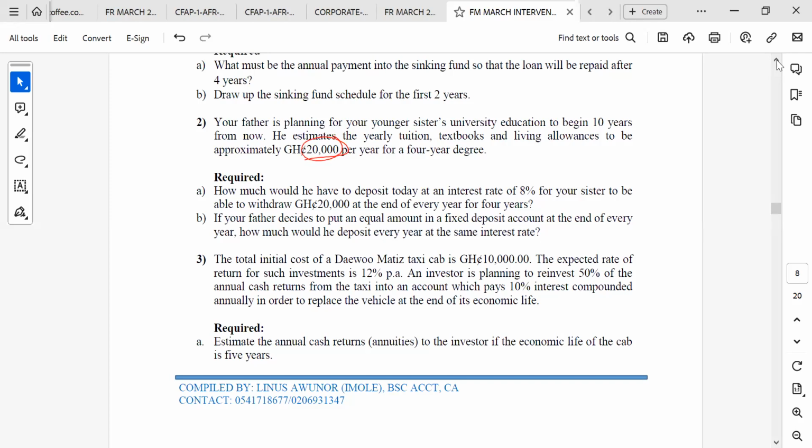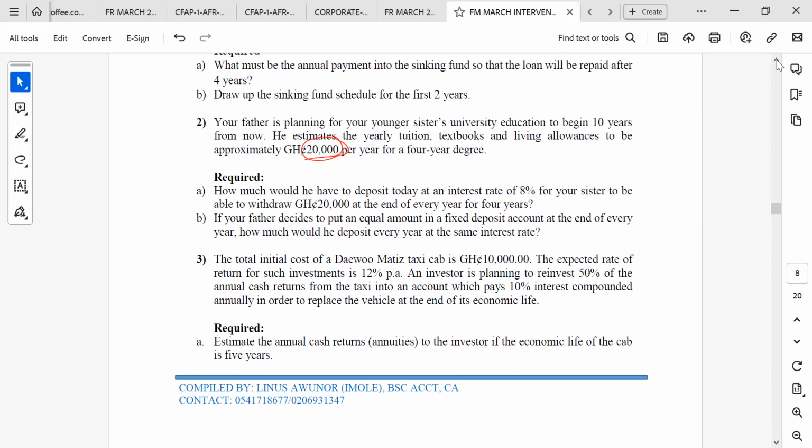Okay. First thing that you have to do is that if your sister is withdrawing 20,000 every year, what should be the present value at the time that your sister should start schooling? That is the first step. So you assume that your father is going to be putting the money into the account so that at the end of every year, your sister will be taking what? 20,000. If you are making withdrawals, it is seen as a loan because the loan will be paying equal amounts. So we always use the present value for the withdrawals.